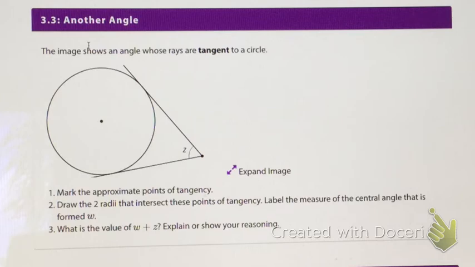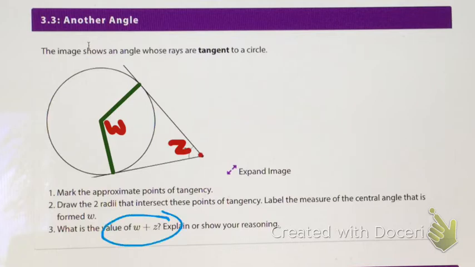This is actually not a little idea. If I connect the radius to the tangent lines, and I have two tangent lines, you can see they come together in a point, and they make an angle right there, angle Z. Well, there's another angle straight across from that, and they ask us to call that W. So here's the question: what is the value of W plus Z?